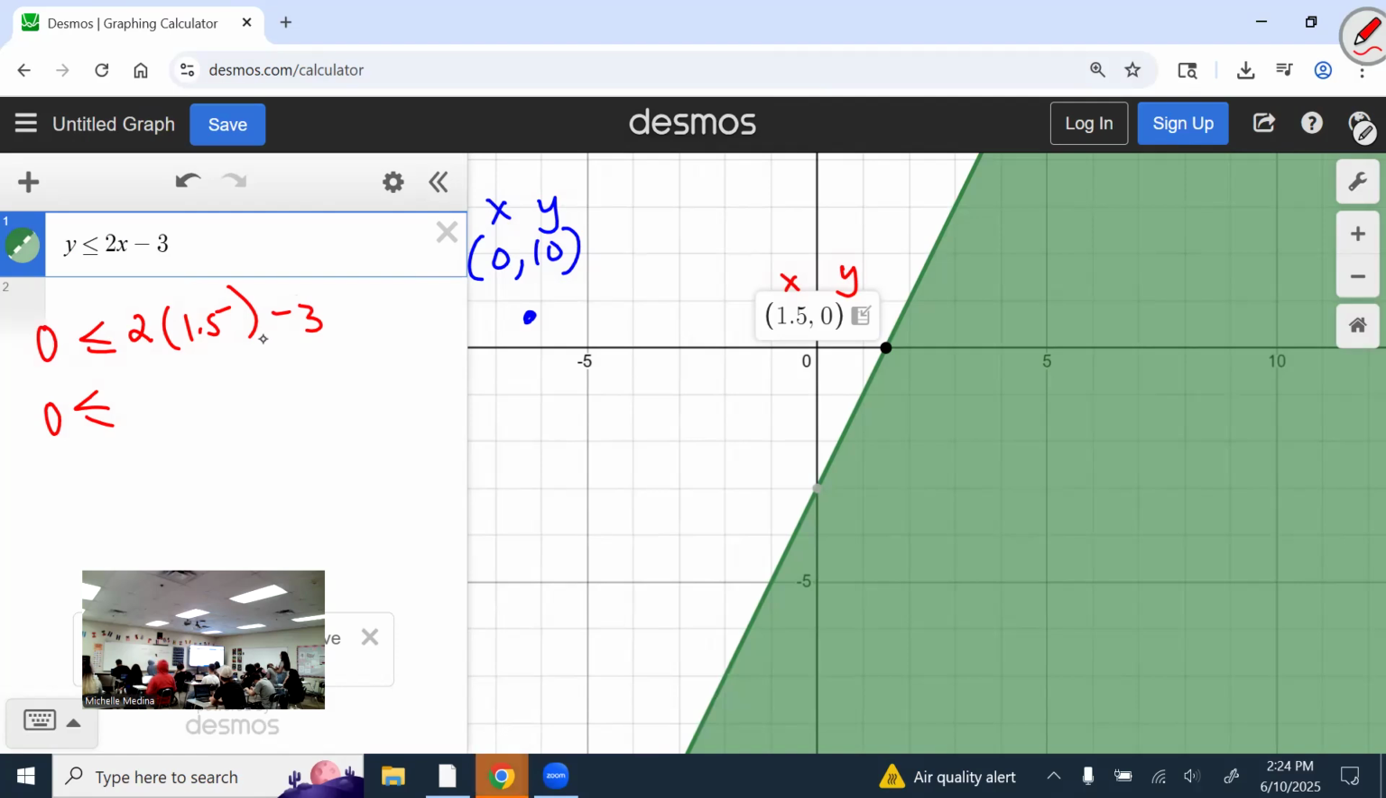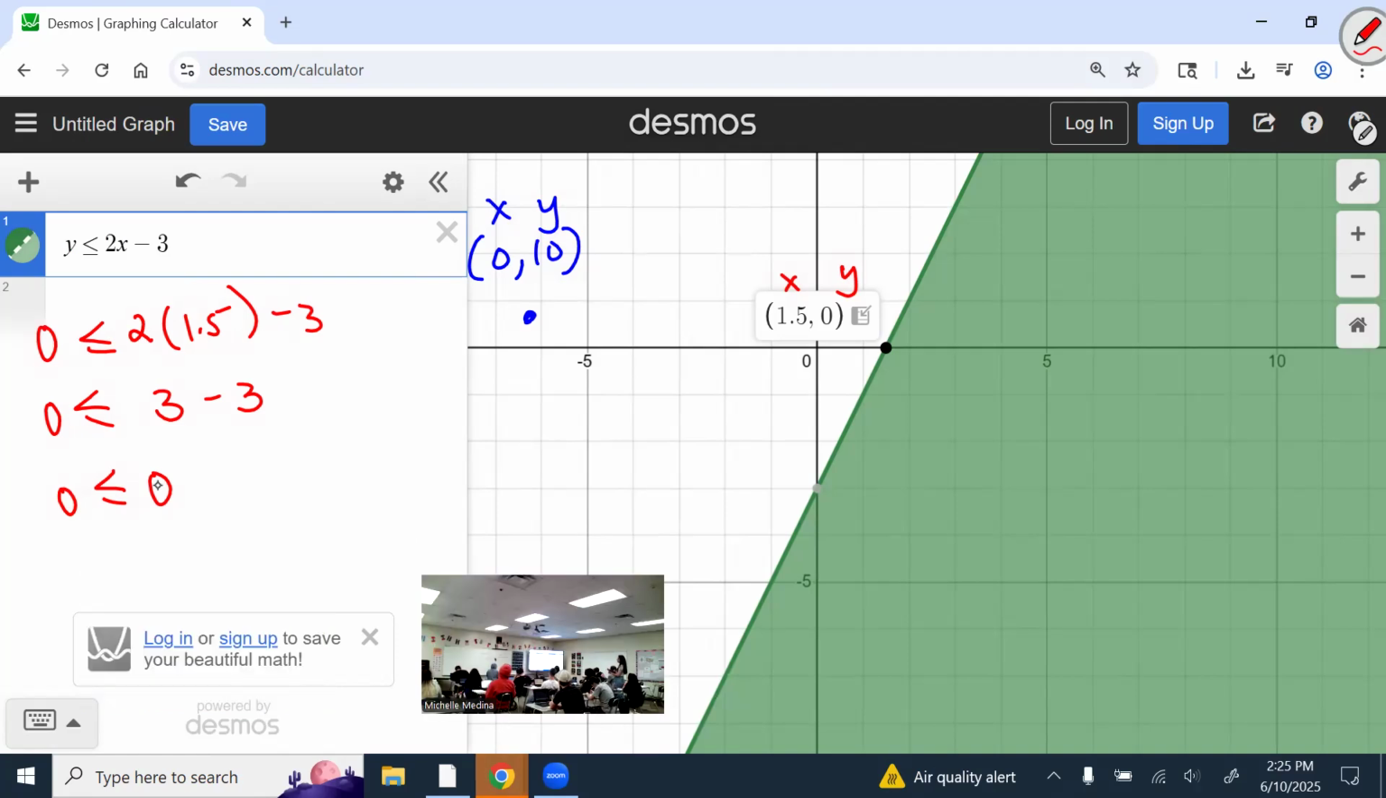2 times 1.5 is 3. 3 minus 3 is 0. Is 0 less than or equal to 0? Yes. 0 equals 0. So that's what less than or equal to means. It's supposed to be less than or equal to, and that one is.